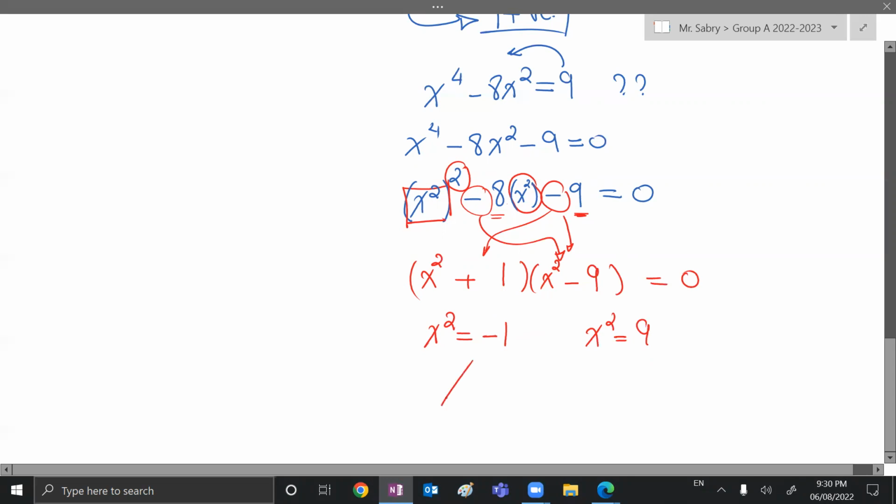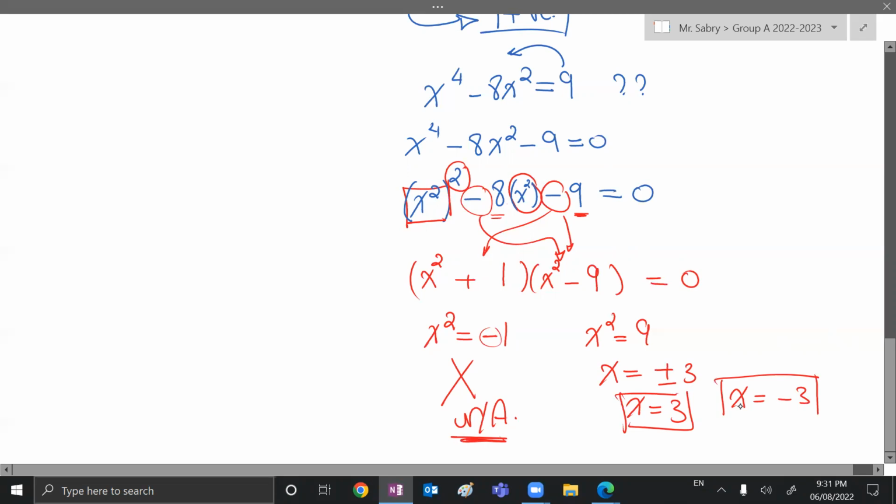دي هتطلع لي non applicable، undefined، لأن ما ينفعش أعمل سكوير روت للنيجاتيف. بس هنا ينفع أعمل سكوير روت لل 9، هيطلع لي positive or negative 3. So there are two answers here that work: x equals 3 and x equals negative 3, those are the two solutions for x. هو فوق خالص قال لي إن الـ x must be positive, must be bigger than 0, so I have to take the x equals 3 and discard completely the other one.